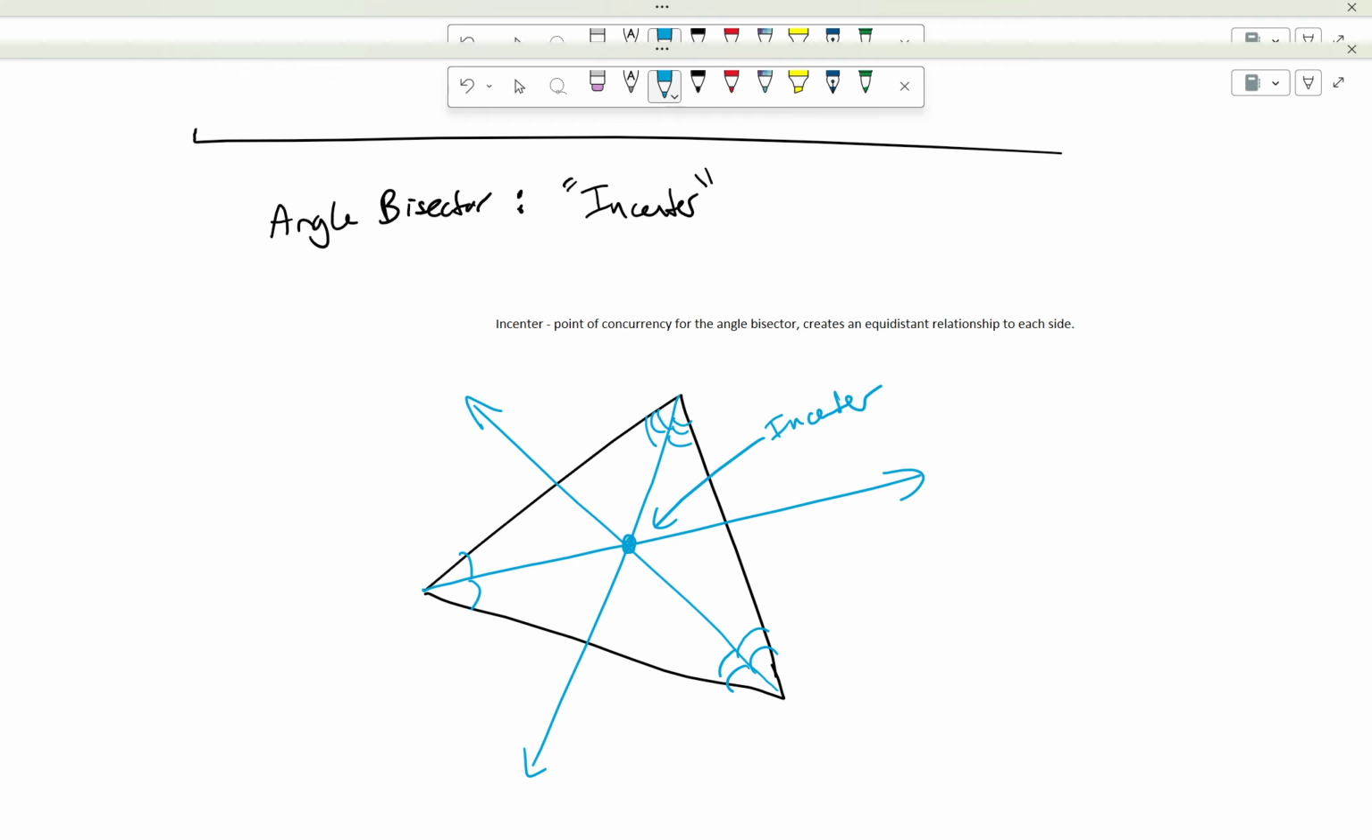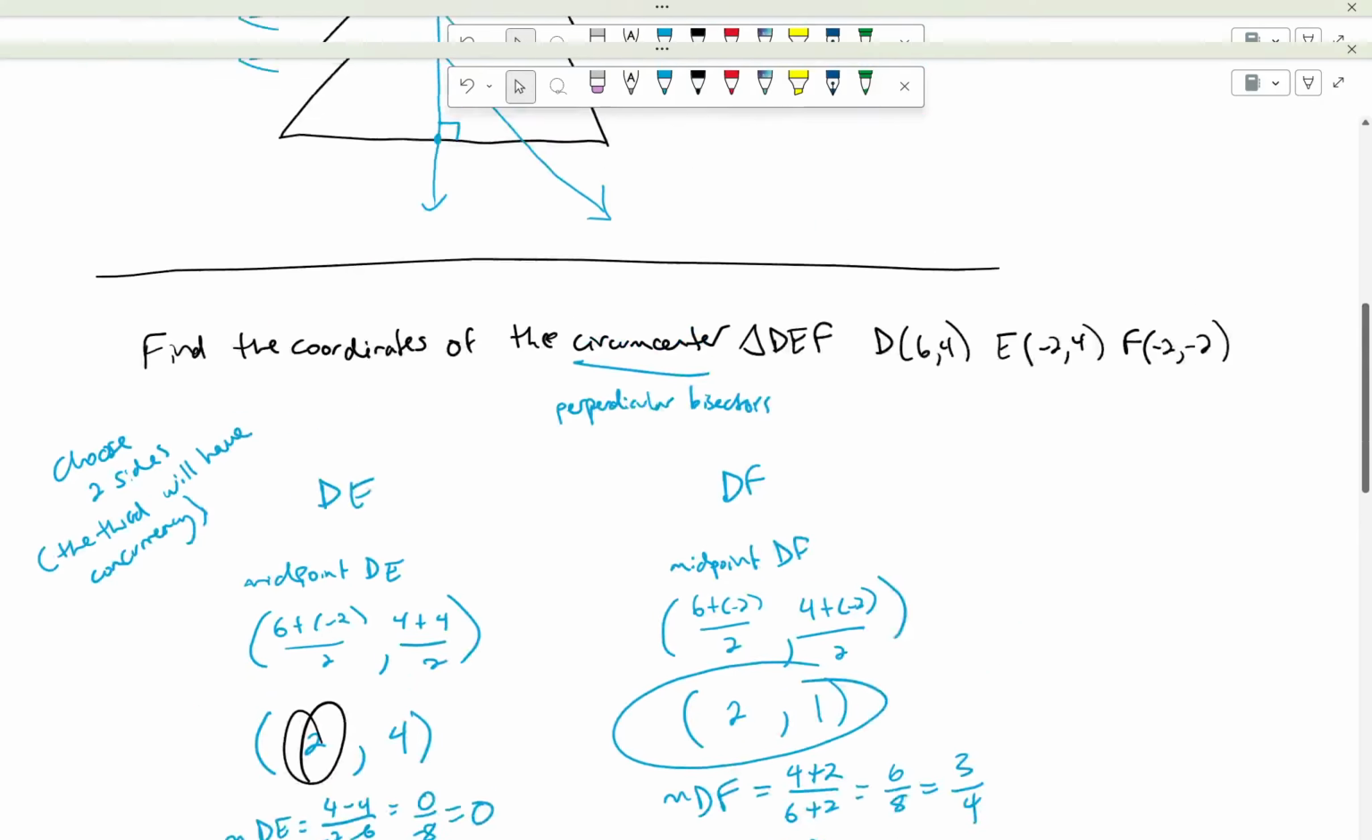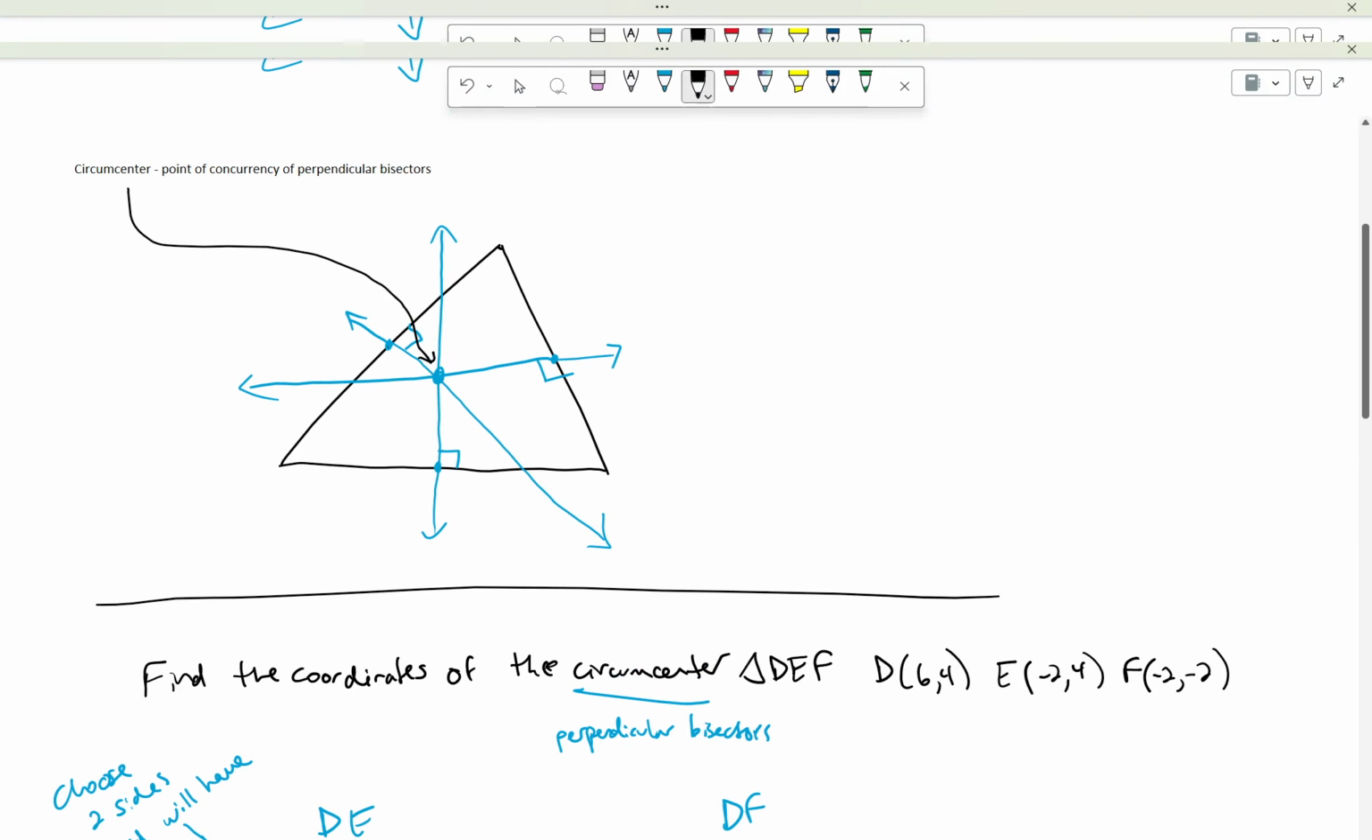And it says it's equidistant to each side. So it's this perpendicular relationship, the shortest distance right here, okay? This guy to the side, and then this guy to this side. All right? This is congruent to this, is congruent to this. That shortest distance, okay? Whereas the circumcenter was equidistant to each of the vertices of the triangle, okay?